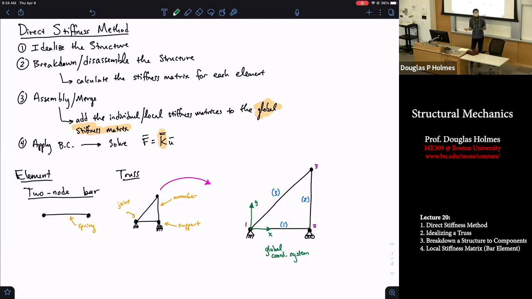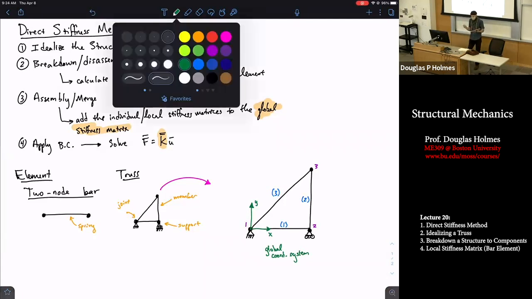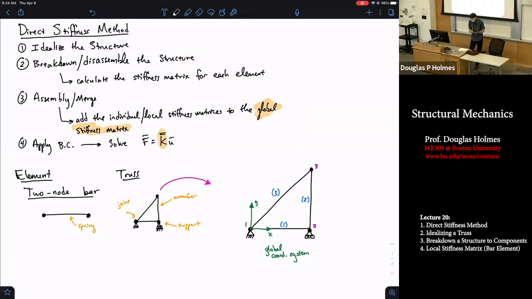Now, each element, of course, could have its own various properties that we should probably be keeping track of. By that, I mean we could have an elastic modulus of each element: elastic modulus of element one, of element two, of element three. We could have a length that we can calculate for each element, length one, length two, length three, and a cross-sectional area of each element.